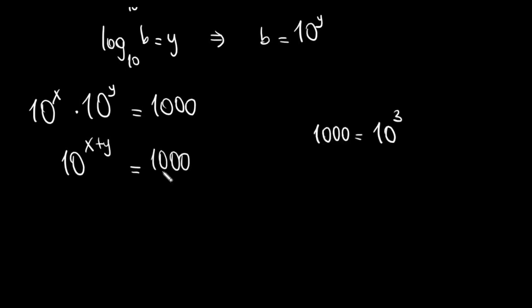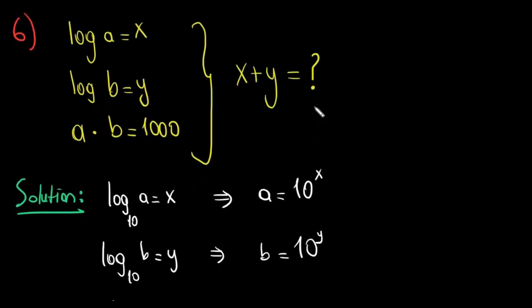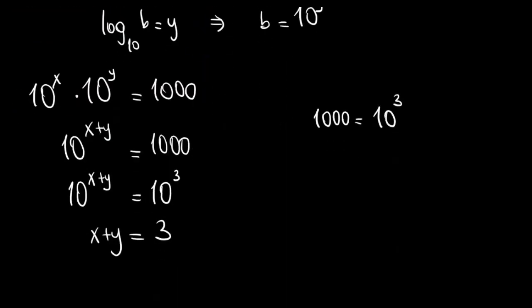Can I write 1000 as a power of 10? Yes, because 10 to the power of 3 is equal to 1000. So 10 to the power of x plus y is going to be equal to 10 to the power of 3. So we have the same bases in this equation, so the powers must be the same. x plus y is equal to 3. The question was x plus y, so x plus y is equal to 3 is the answer.